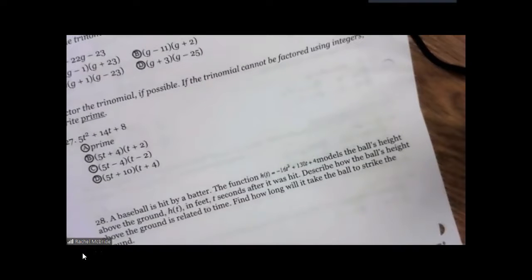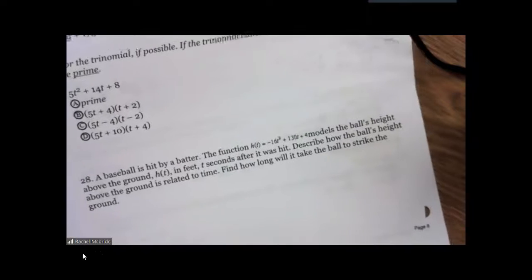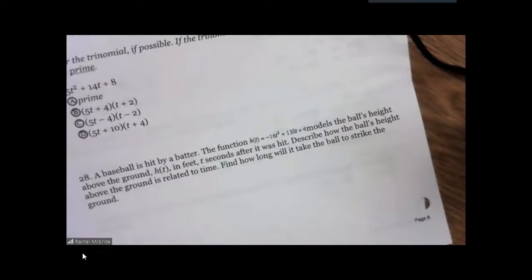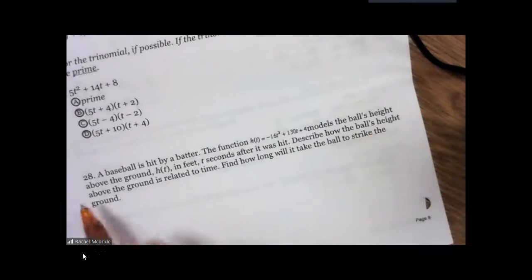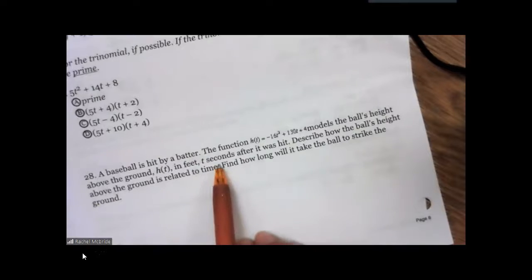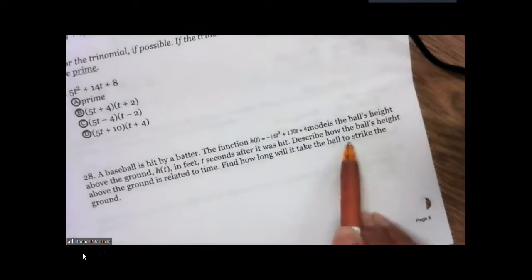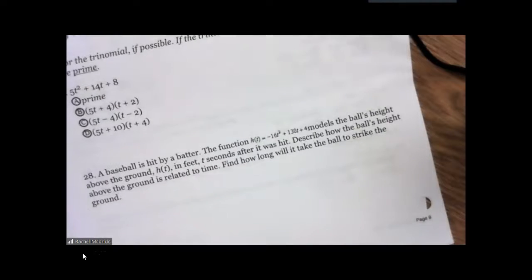Quadratics are all about parabolas. It's all about the shapes of the curves. So this says a baseball is hit by the batter. It's modeled by this function right here, and it represents the ball's height above the ground in feet per time in seconds. Describe how the ball's height above the ground is related to time. Find how long it will take the ball to hit the ground.